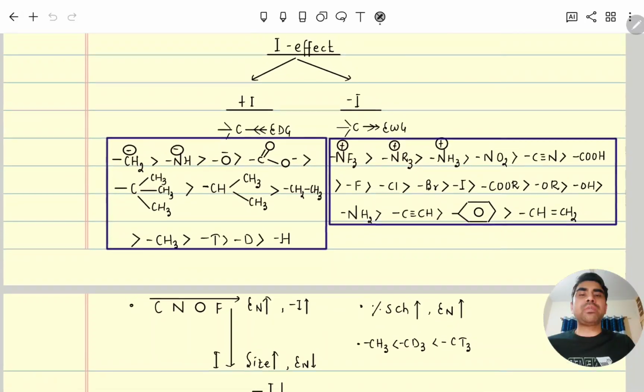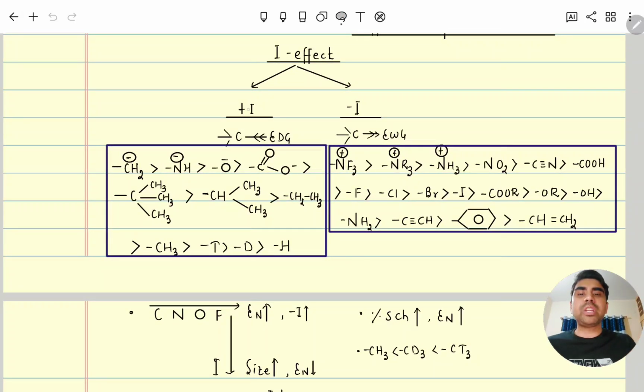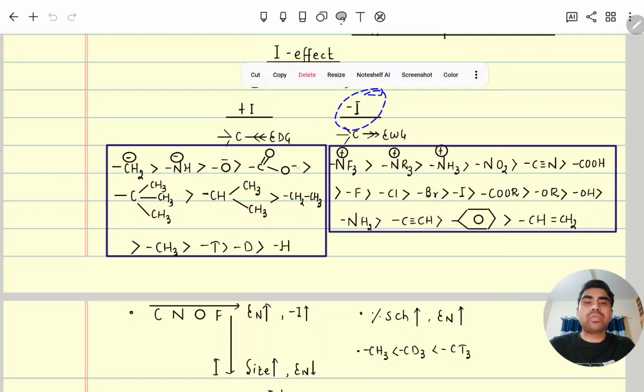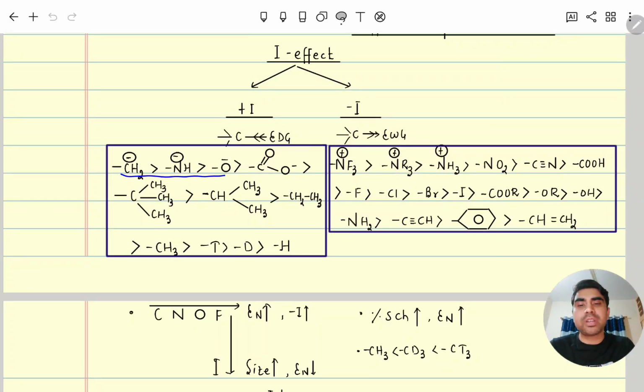There are two types of inductive effect. One is plus I and one is minus I. Plus I inductive effect means those atoms or groups, if attached to the chain, will donate electrons to the chain. And minus I means those atoms or groups which are attached to the chain will withdraw electrons from the chain. So like here plus I, you can see that here is a negative charge species.